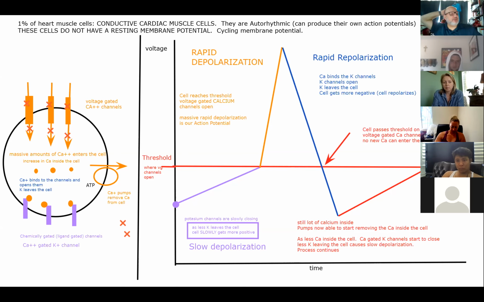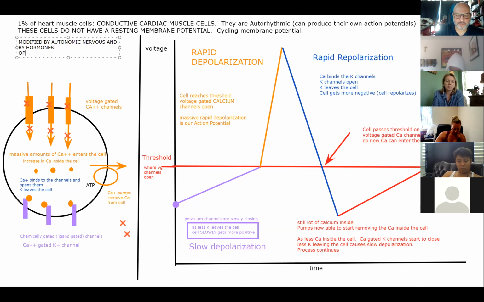The reason for that is because this process can be modified. Remember, one of the keys we talked about back in 430 is that the heart is autorhythmic, but it can be modified by our autonomic nervous system and by hormones. And the way it does that is by opening new channels. Our autonomic nervous system does so by releasing neurotransmitters, and by hormones, we can open new chemical signals.